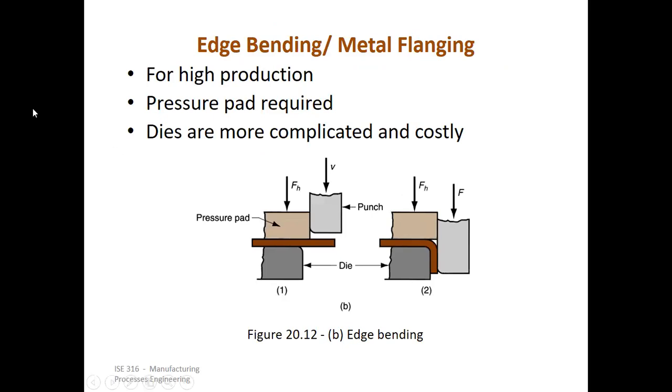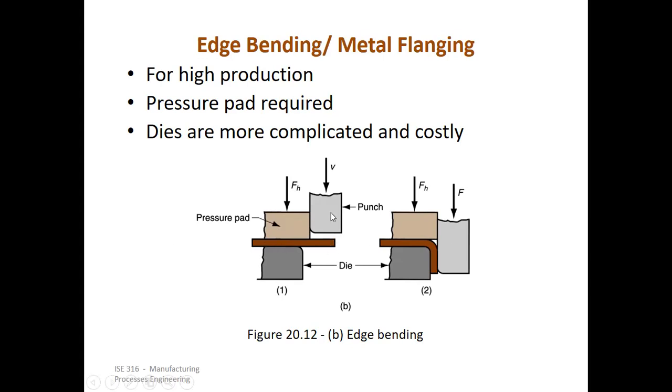So you see here edge bending for high production, pressure pad required. Dies are more complicated and costly. If this is the die at the bottom, you have the sheet with this brown color. The pressure pad here would provide that holding force. It's also called a blank holder or workpiece holder. It tries to hold the workpiece while the punch is trying to bend the sheet. So this pressure pad is responsible for keeping it intact and making sure that it doesn't slide.